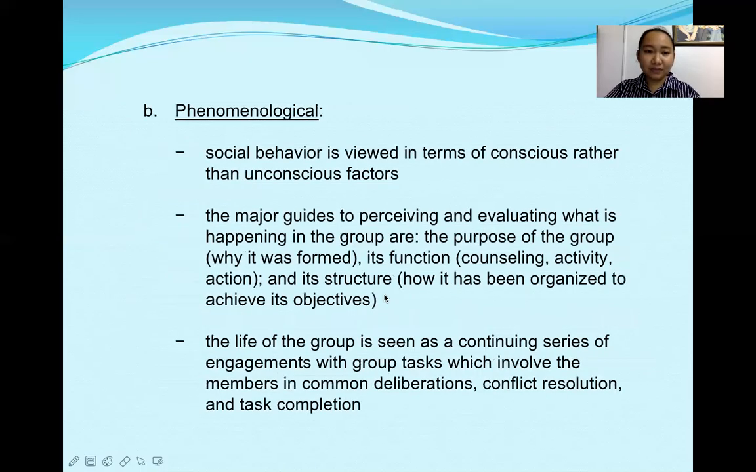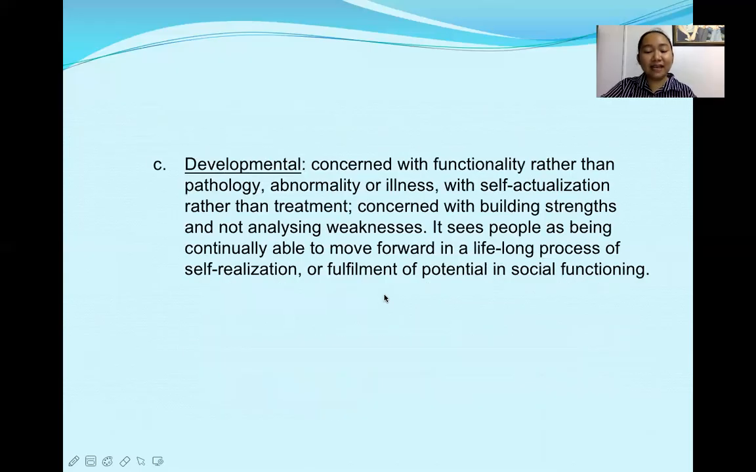So we also have phenomenological, which is guided by the here and now concept. That's why among its functions are counseling, activity, structure, and the different objectives. So the life of the group is seen as a continuing series of engagements with group tasks, which involve the members in common deliberations, conflict resolutions, and task completion.